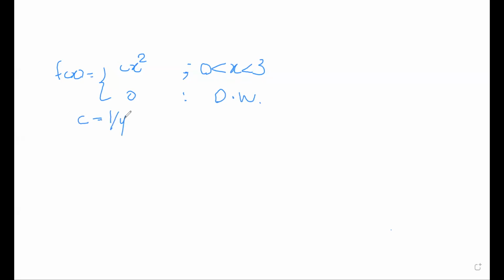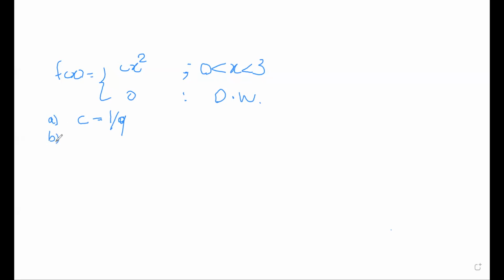There, the function was f(x) equals cx squared, for 0 less than x less than 3, and 0 otherwise, right? So we found c as 1/9 in the first part. And this is the part A.